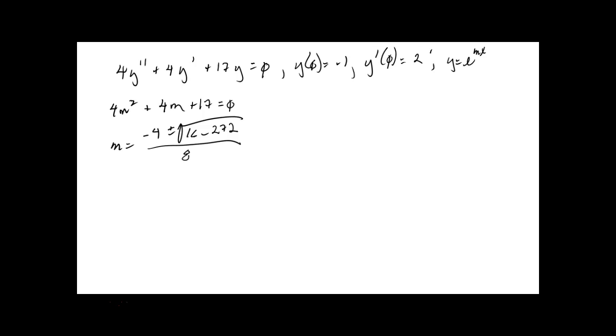All right. Let's see if we can clean up the yuck a little bit, but it's still going to be yuck. Negative 4 plus or minus the square root of, what does that turn out being? Negative 256. It's 16 minus 272, that's negative 256. Right, that's what I said. Okay, negative 256.